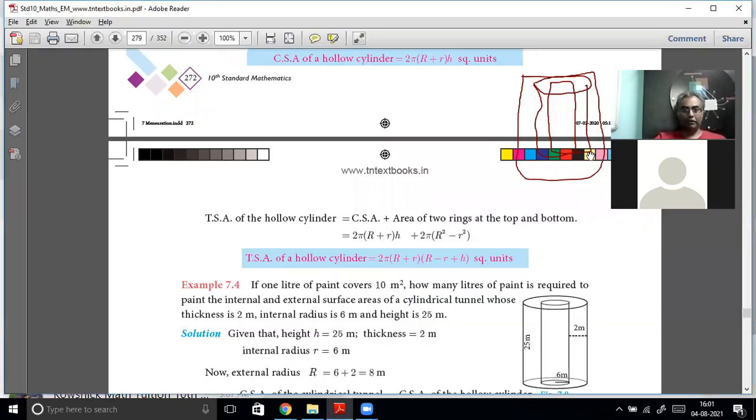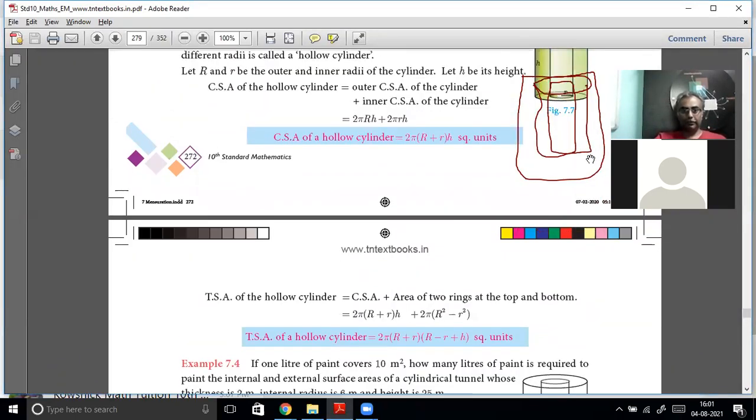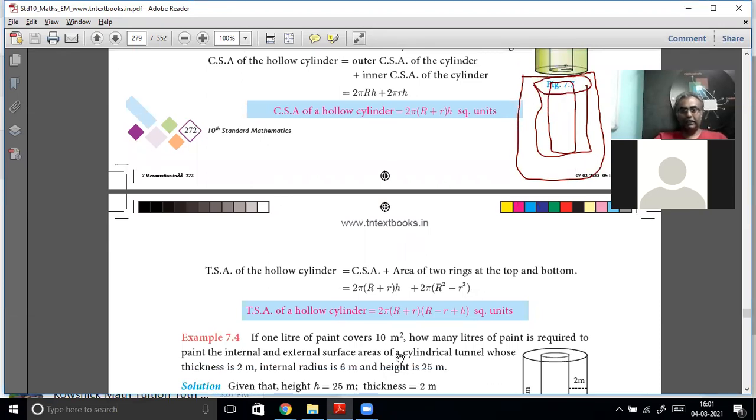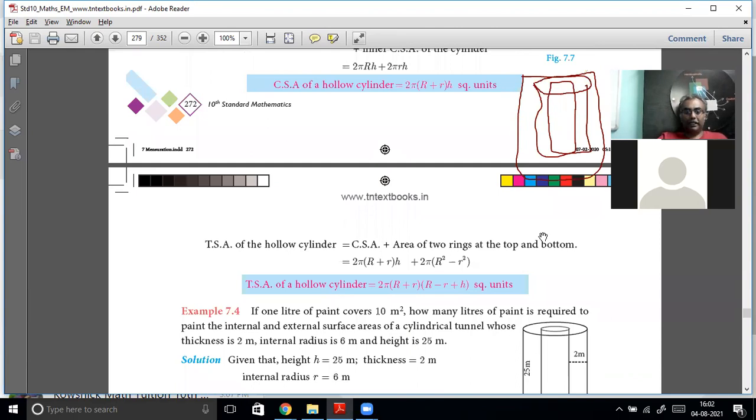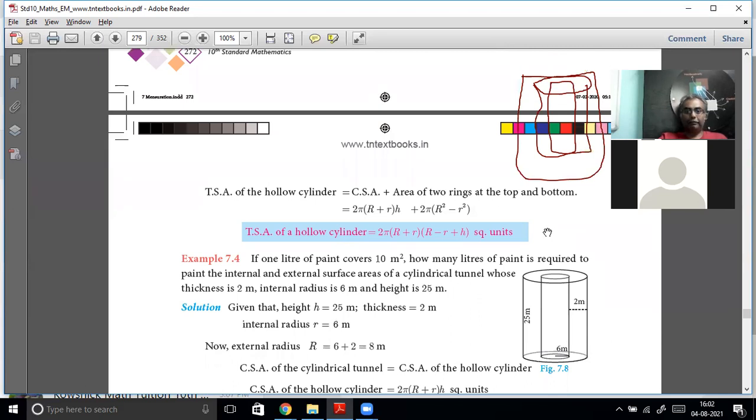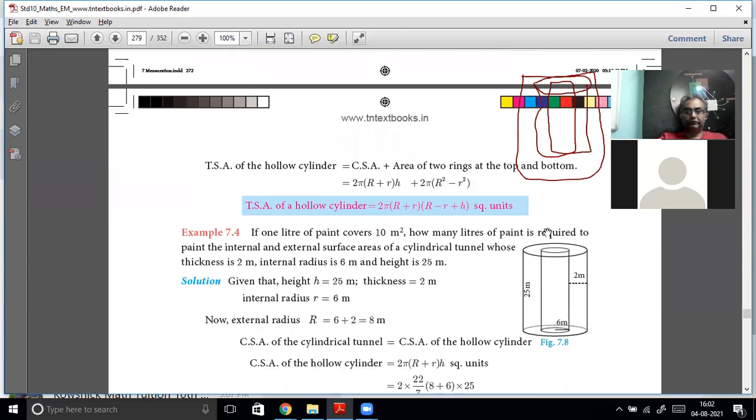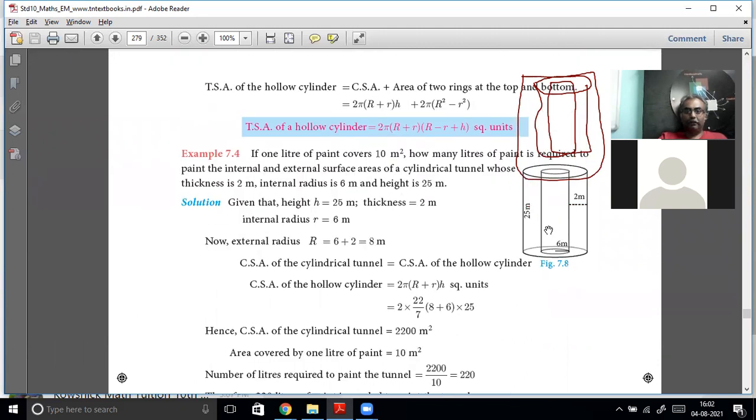Okay, now we'll solve one problem. What is the problem? 1 liter of paint covers 10 meters square. If you buy a 1 liter paint can, you can paint 10 meters square area. Now the question: how many liters of paint are required to paint both the internal and external surface areas of a cylindrical tunnel whose thickness is 2 meter, internal radius is 6 meter, height is 25 meter. So you have to find the CSA now.